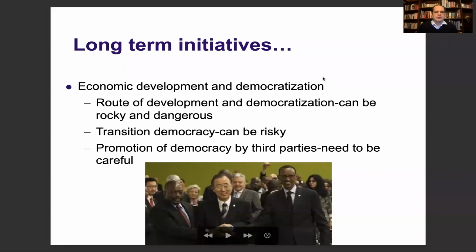Another way to help countries which struggle with civil wars and ethnic cleavages are much more long-term initiatives rather than short-term initiatives. And one of the aspects here is that actually economic development and democratization are key in reducing the risk of civil wars. And so a route to development and democratization can of course be very difficult, but at the same time, it can also be the only long-term solution towards conflicting countries.